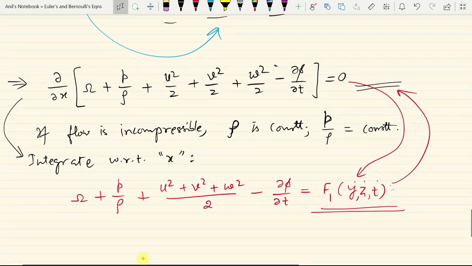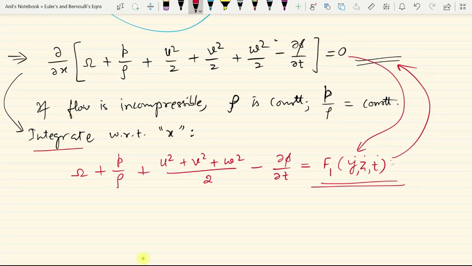So this is after integration with respect to x, where f1 is an arbitrary function whose value can be obtained from boundary conditions.